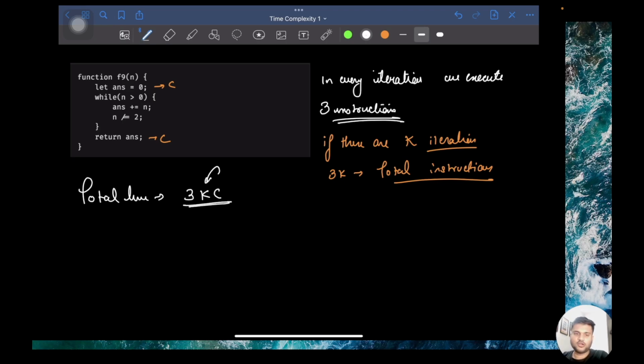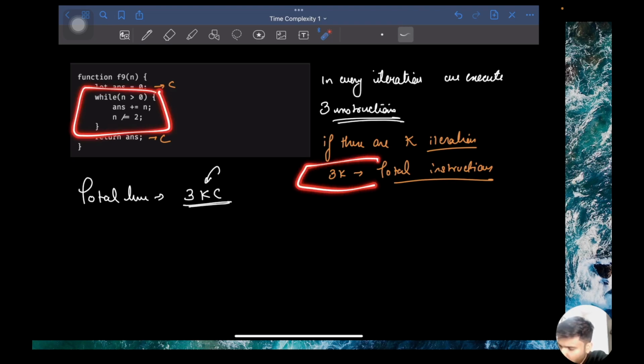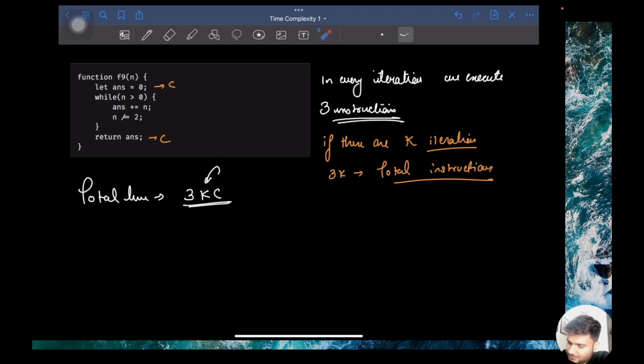We just need to figure out what is the value of k as a function of n, because n is the input, right? K is not the input. K, we have assumed that there are total k iterations. We need to figure out how many iterations are there, because once we figure that out, we will be able to figure out how many instructions are there, and we will be able to compute the time also.